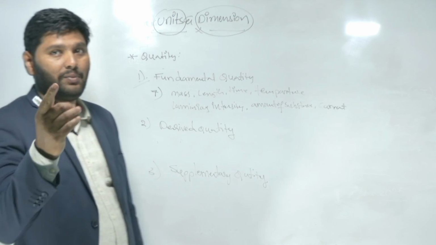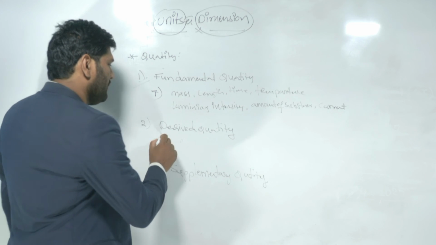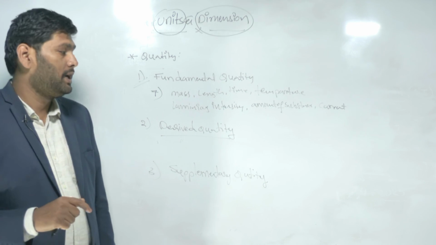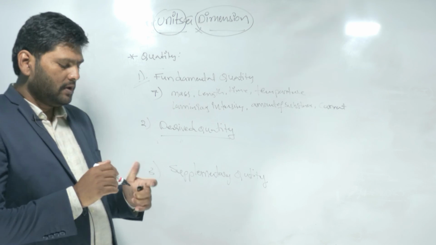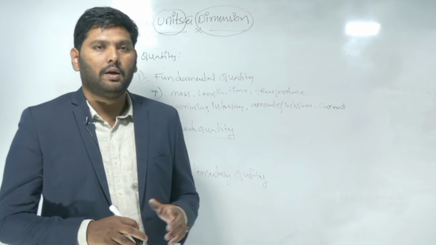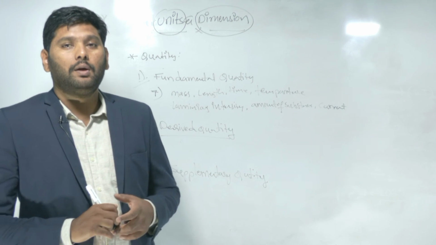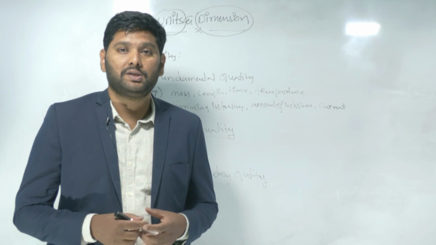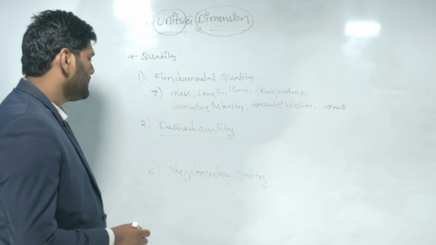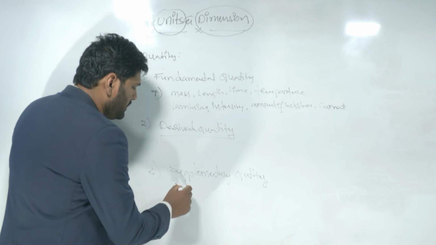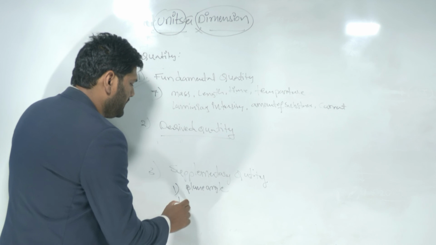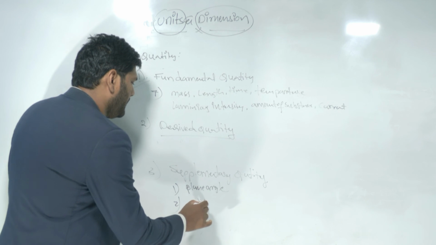A fundamental quantity does not depend upon any other physical quantity. What does a derived quantity mean? The quantities that depend upon fundamental quantities are known as derived quantities. For example, velocity, acceleration, force, energy, momentum, angular momentum, torque, moment of inertia. These all we can take as derived quantities. The next one is supplementary quantities. We have two types: one is plane angle, the second one is solid angle.